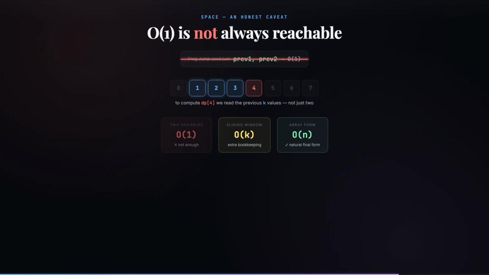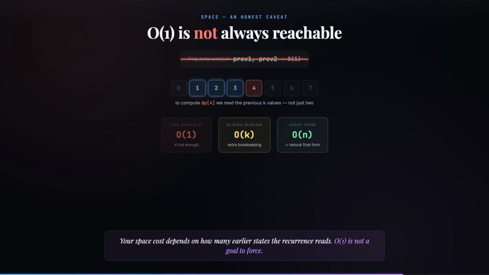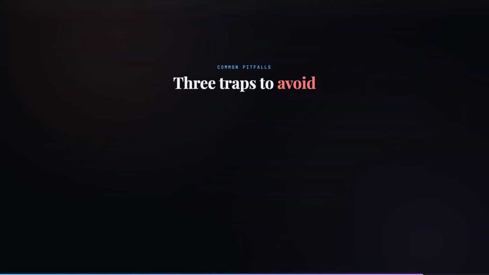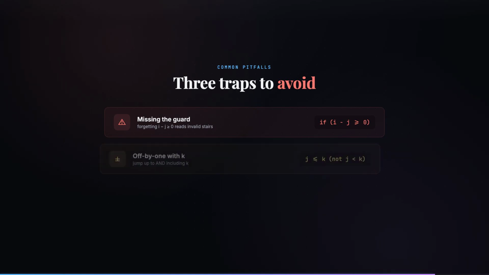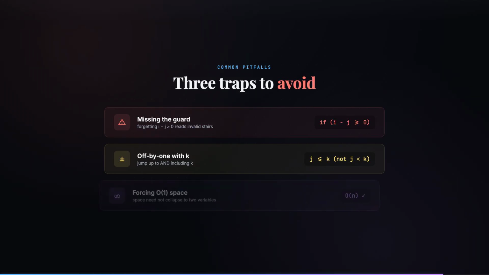Here's the teaching point worth remembering. The last rung of the ladder, your space cost, depends on how many earlier states the recurrence actually reads. Order 1 is not a goal to force. A few common pitfalls to watch for. Forgetting the i minus j greater than or equal to 0 guard. An off-by-1 error with k; remember, you jump up to and including k, not less than k. And finally, wrongly assuming that space must always collapse to order 1.